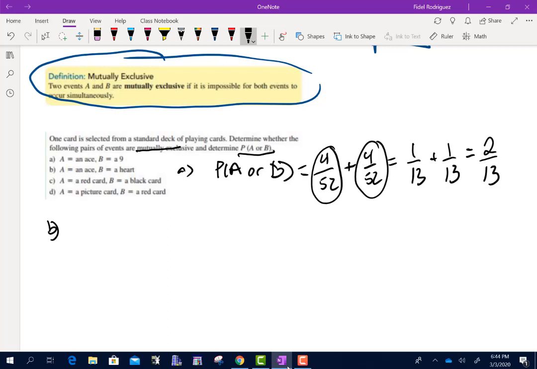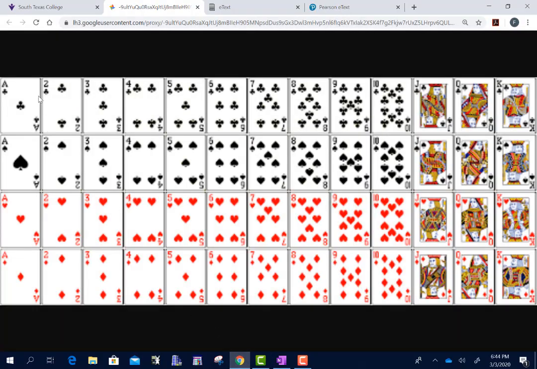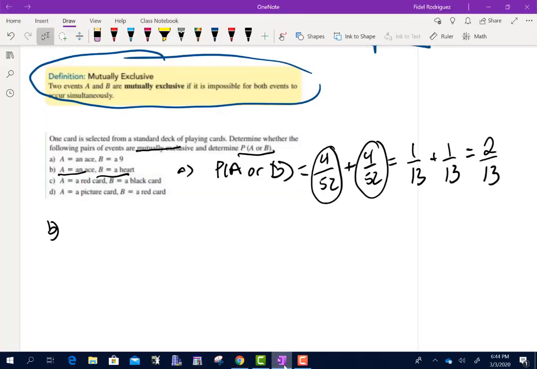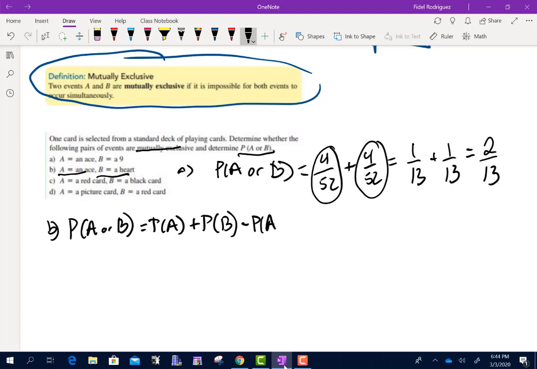Let's do part B. Can we have an ace and a heart? Okay, so let's come back and look at our picture. Here's the aces, here's the hearts. Yes, we can have them both, right? So the probability of getting an ace or a heart is going to be the probability of getting an ace plus the probability of getting a heart minus the probability of getting both of them.